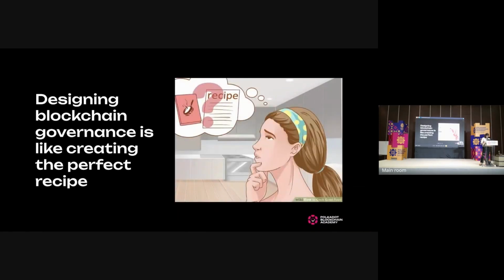So the idea is designing blockchain governance is like creating the perfect recipe. It's like finding what works best for your case and debating the trade-offs you have to make in your specific case and understanding really what those trade-offs are.